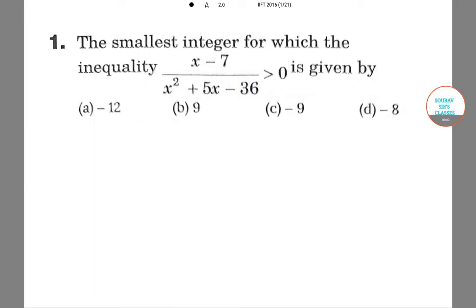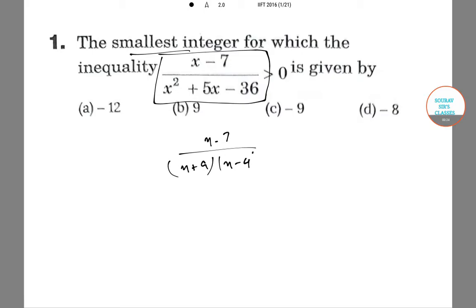The question is, the smallest integer for which the inequality (x minus 7) by (x squared plus 5x minus 36) greater than 0 is given by. So this can be written as (x minus 7) by (x plus 9) into (x minus 4) greater than 0.